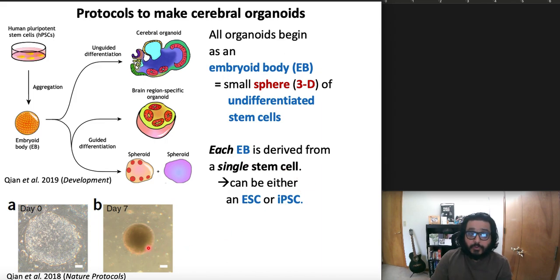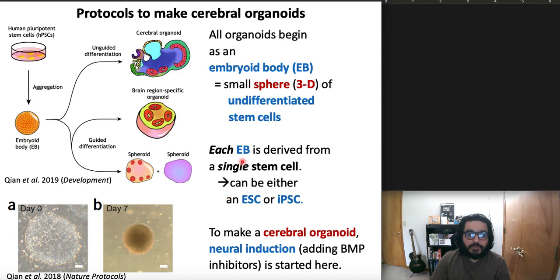And so the cool thing then is these embryoid bodies can come from any kind of stem cell, and again, it can be an embryonic stem cell or an induced pluripotent stem cell, so coming from a somatic cell from a patient or a person, that was dedifferentiated and then reprogrammed to become a stem cell.